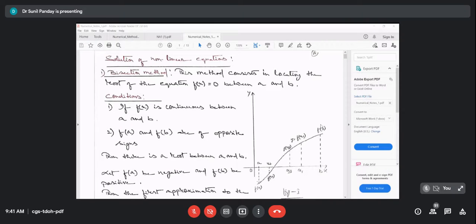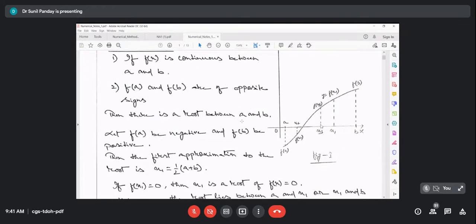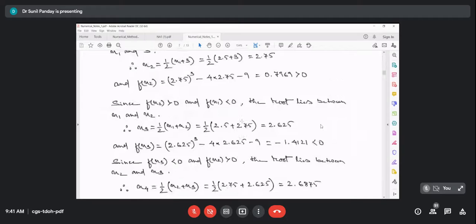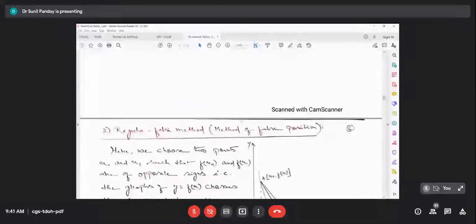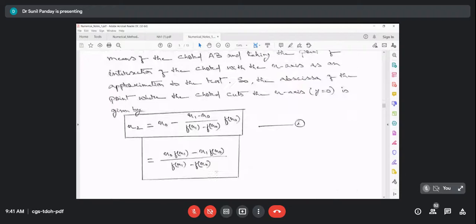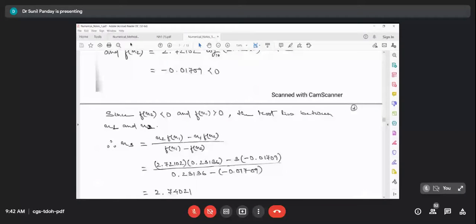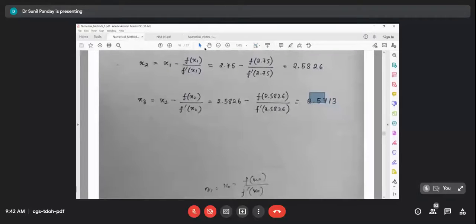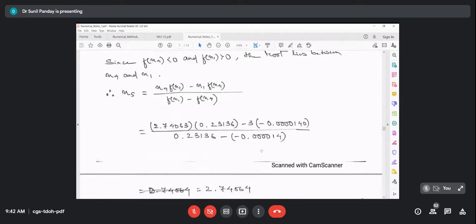Okay. I think this new PDF is also visible to everyone. So here we have already learned the bisection method. Then they have discussed the regula falsi method. They have not written the secant method in these notes, but that note is already shared with you, so you can see the secant method from there.